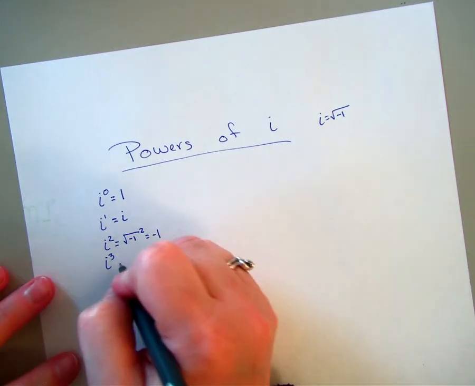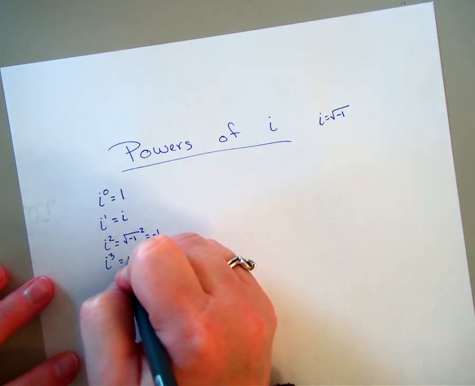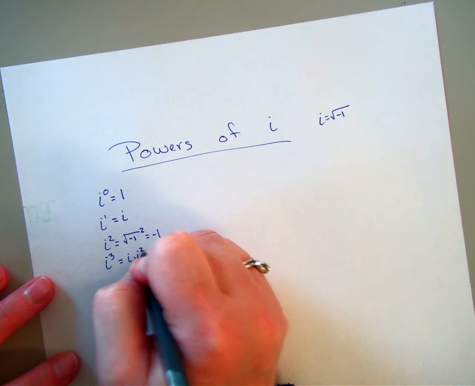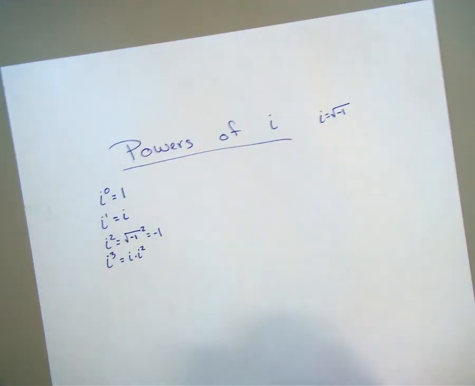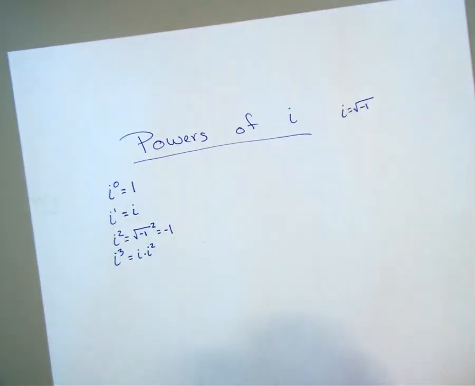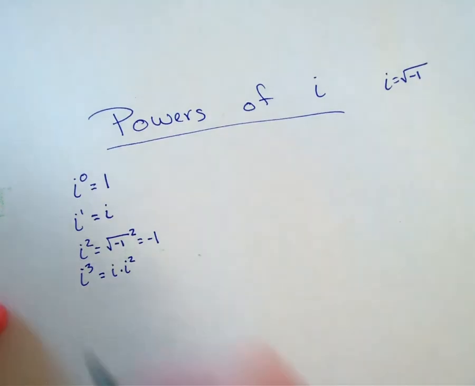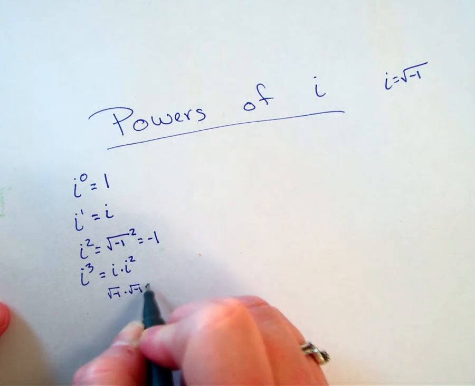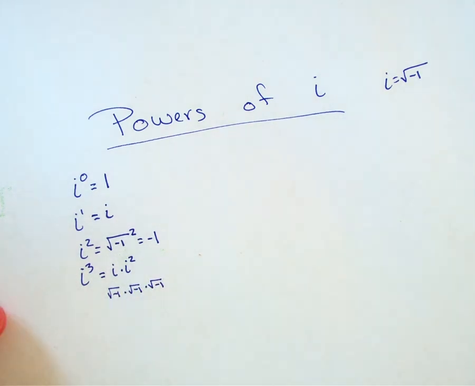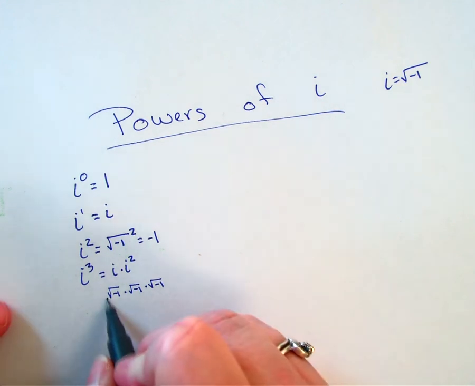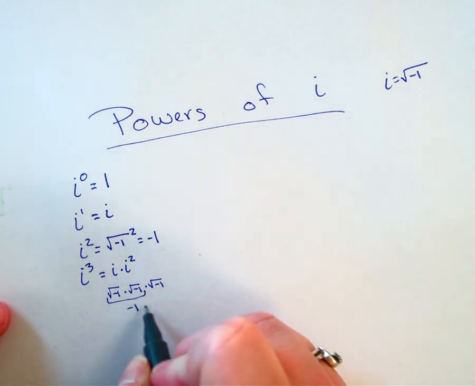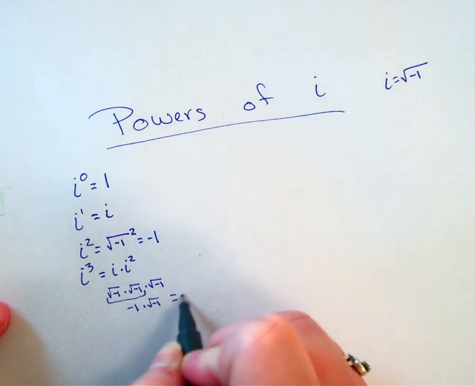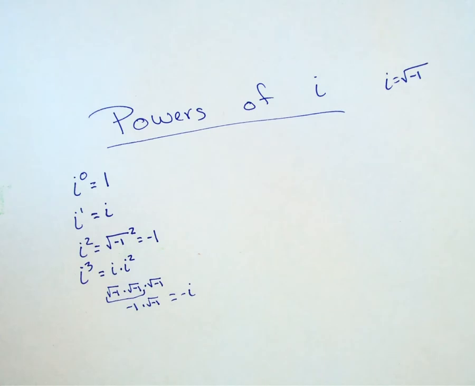So then i to the third means you're doing i times i squared, because I would add those exponents. So 1 plus 2 would give me i to the third. The other way you could look at it is you're doing the square root of -1 times the square root of -1 times the square root of -1. Whichever way you want to slice it up, it's the same thing. If I multiply these two, I get -1 times the square root of -1. So this ends up equaling -i.